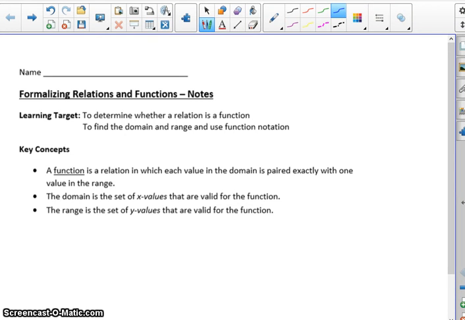All right, class. So these are the formalizing relations and function notes. So we're going to look at functions in a little more detail. As we already talked about, a function is a relation in which each value in the domain is paired with exactly one value in the range. Of course, the domain is a set of x values, and the range is the set of y values. So once again, the domain is your set of x values that are valid, and the range is your set of y values.